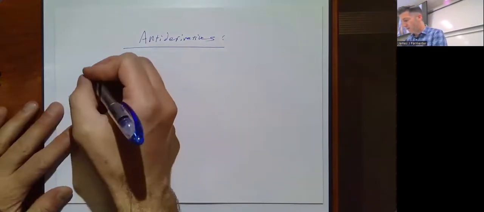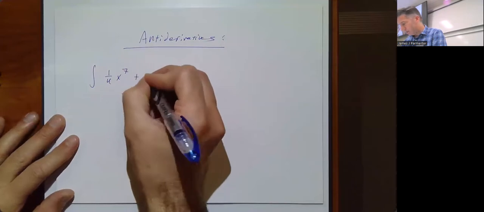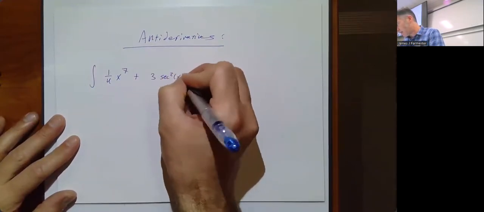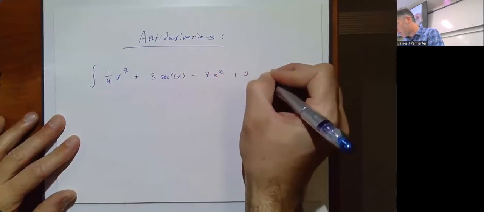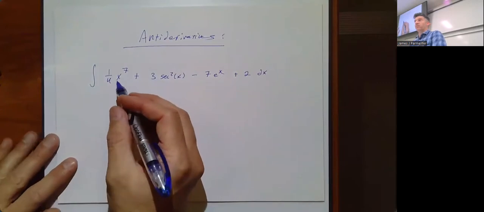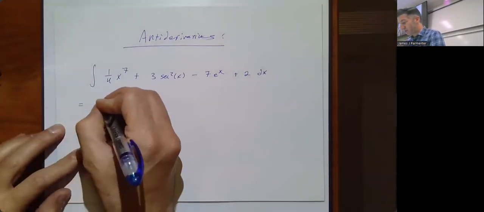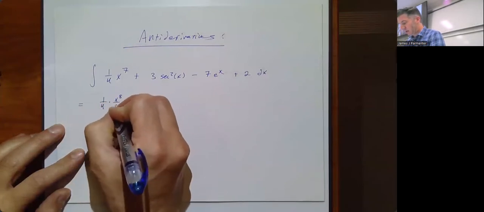If I want to find the antiderivative of 1/4 x to the 7th plus 3 secant squared of x minus 7e to the x plus 2, these are all things I recognize as the derivative of something else. x to the 7th is the derivative of x to the 8th over 8. So I know the antiderivative here is going to be 1/4 times x to the 8th over 8.